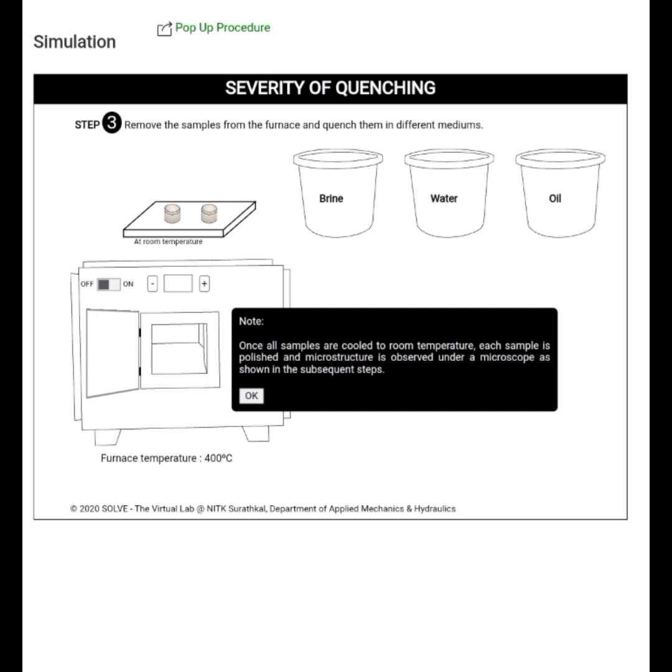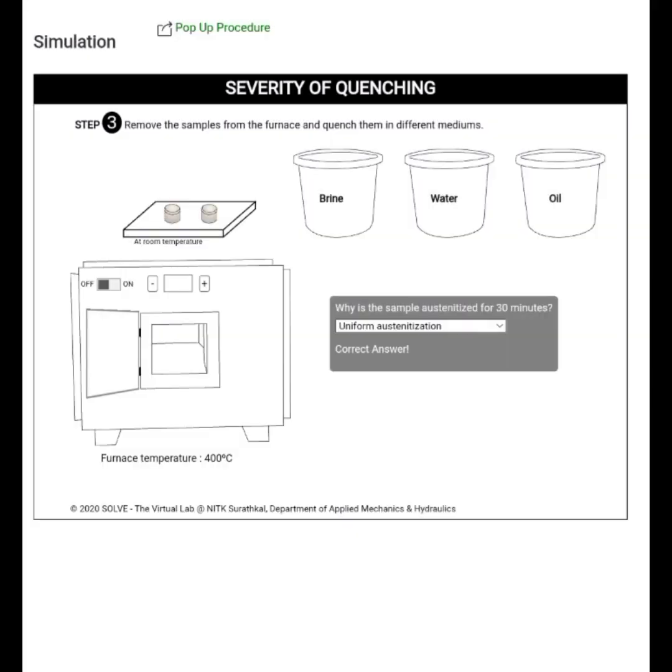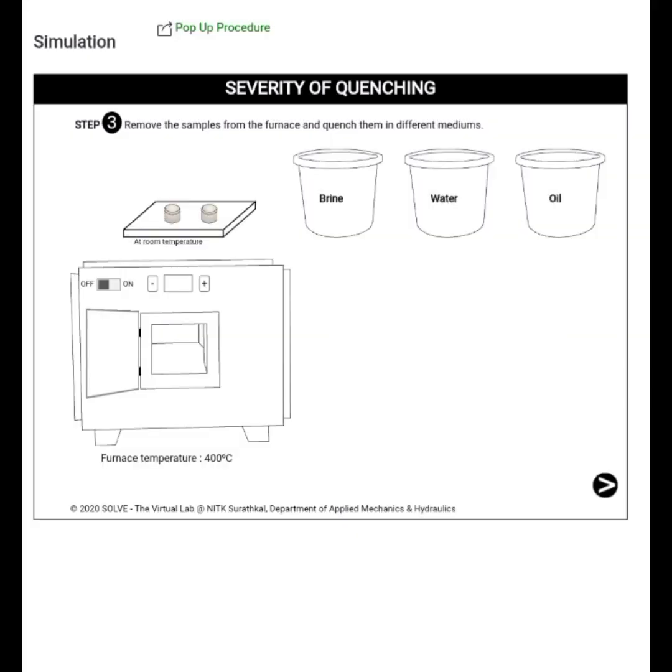Once all samples are cooled to room temperature, each sample is polished and the microstructure is observed under a microscope as shown in the subsequent steps. So why is the sample austenitized for 30 minutes? The answer is uniform austenitization. That is the correct answer.